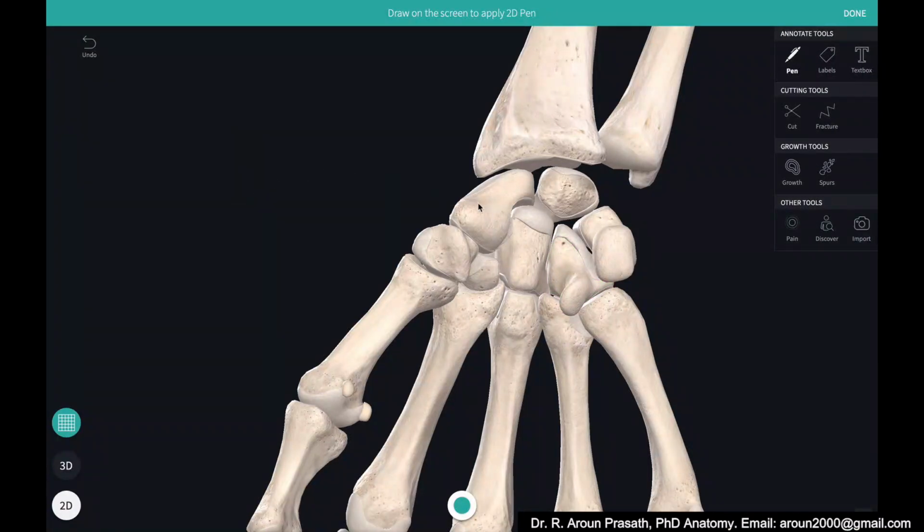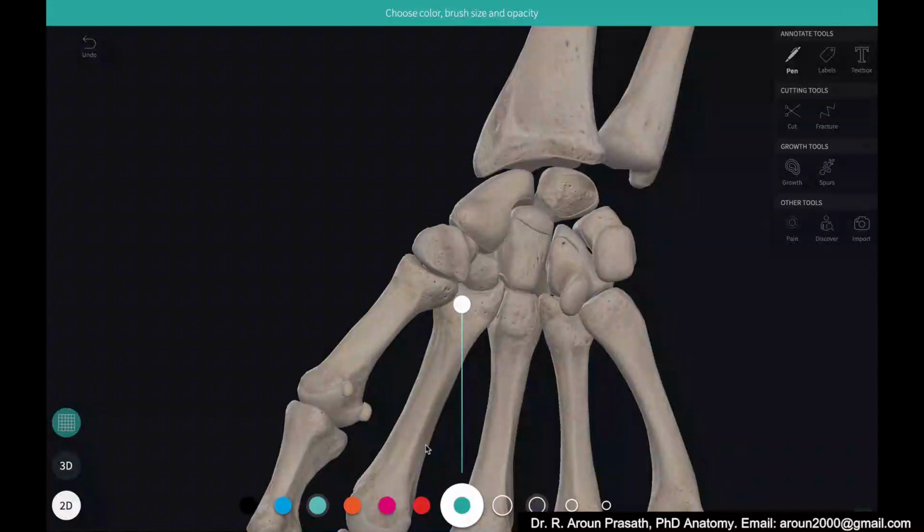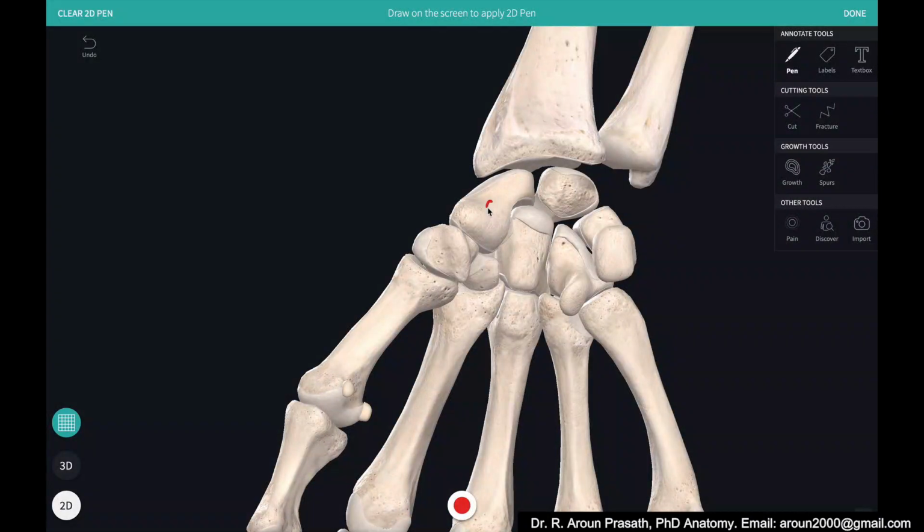This is the scaphoid, lunate, triquetral, pisiform, trapezium, trapezoid, capitate, hamate. Okay, trapezium, trapezoid, and capitate, hamate. So this is the proximal row and this is the distal row. Okay, and these are all the metacarpals.